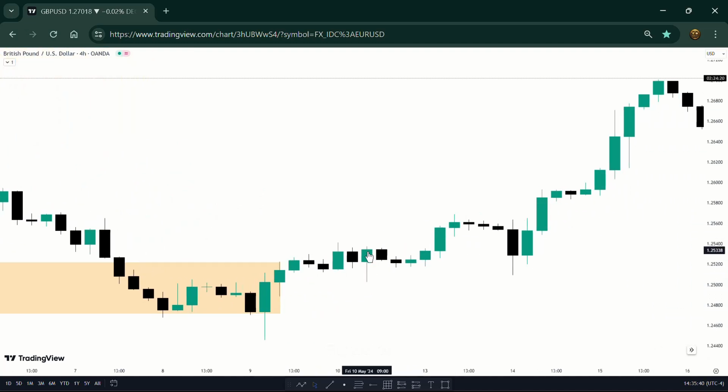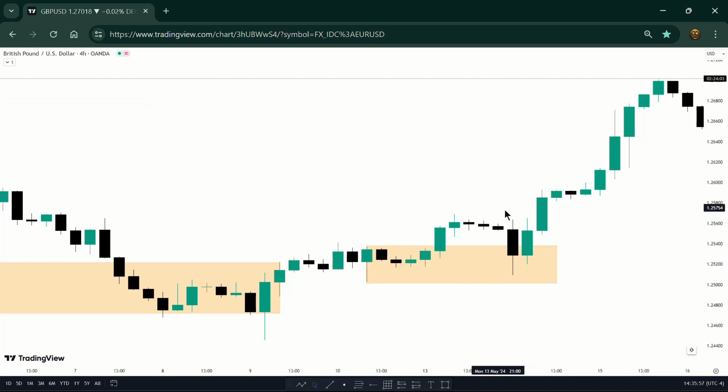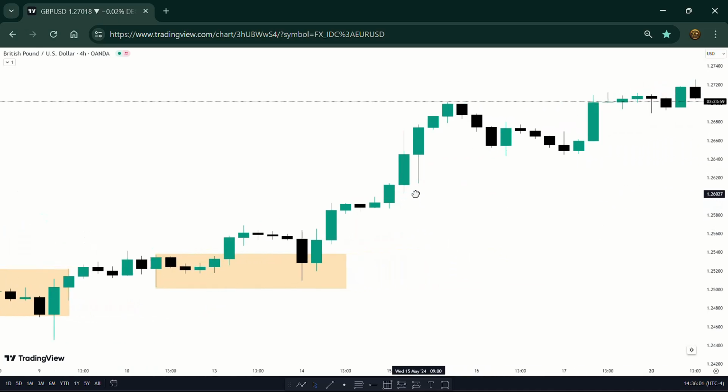Here you have another single candle order block right here. This one was confirmed as a single candle order block by this candle here which closed above there. The market went up, came back, and then swooped to the upside.